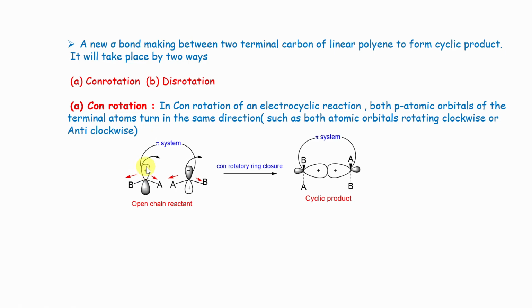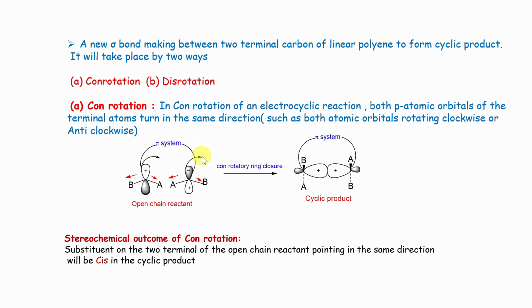You can see both the p atomic orbital components of the terminal atoms turn in the same direction. You can see the arrows pointing in the same direction, and this type of rotation of atomic orbitals in an electrocyclic reaction is called conrotation. The important stereochemical outcome of conrotation is that the substituents on the terminals of the open chain reactant pointing in the same direction will be cis in the cyclic product.